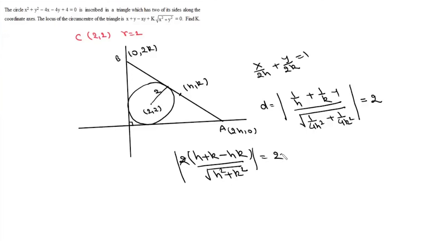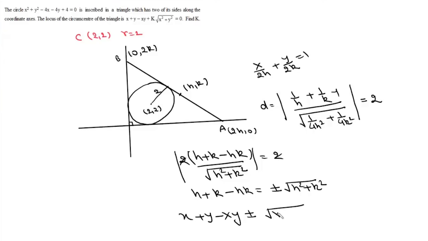Now this 2 and 2 will cancel. We can write this as h plus k minus hk will be equal to plus or minus under root of h square plus k square. So this required locus will be x plus y minus xy plus minus under root of x square plus y square equals 0.